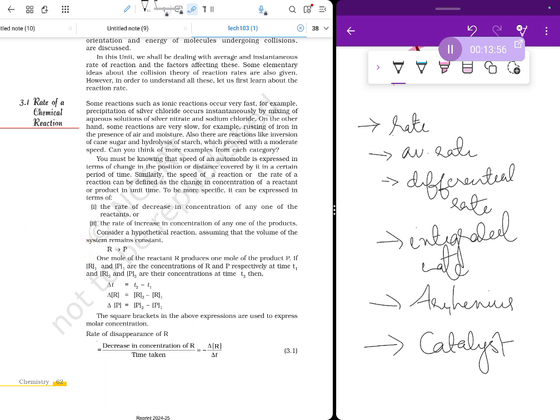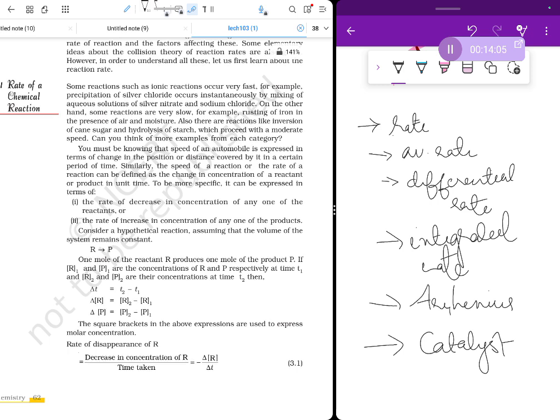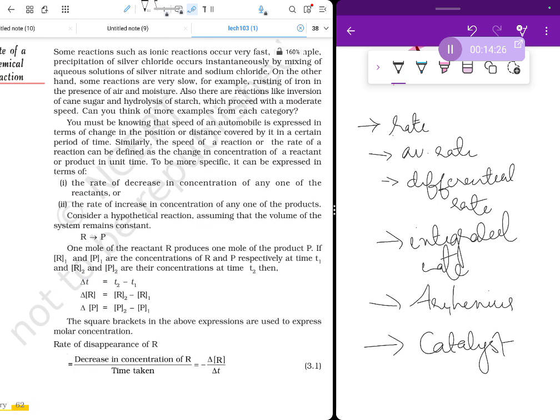So, assuming that the volume of the system remains constant, reactant R converting to product, 1 mole of the reactant R produces 1 mole of the product. If R1 and P1 are the concentrations of R and P respectively at time t1, and R2 and P2 are their concentrations at time t2, the reaction is moving from t1 to t2. Now delta t will be equal to t2 minus t1, delta R is equal to R2 minus R1, and delta P will be equal to P2 minus P1.